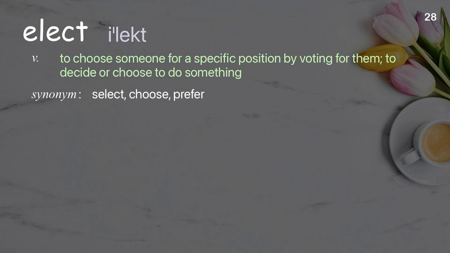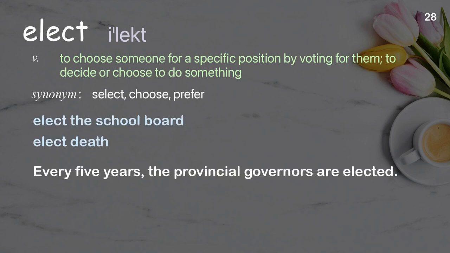Elect: to choose someone for a specific position by voting for them, to decide or choose to do something. Examples: elect the school board, elect death. Every 5 years, the provincial governors are elected.